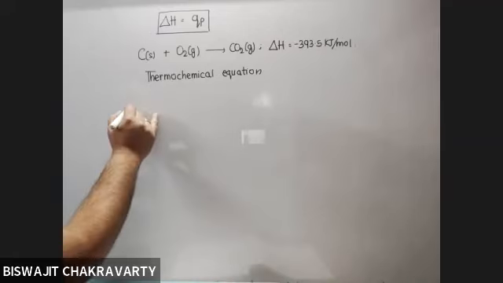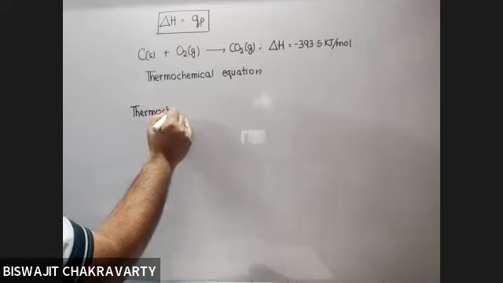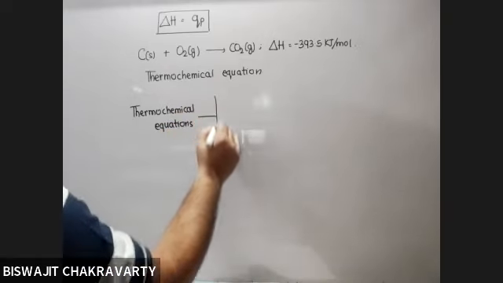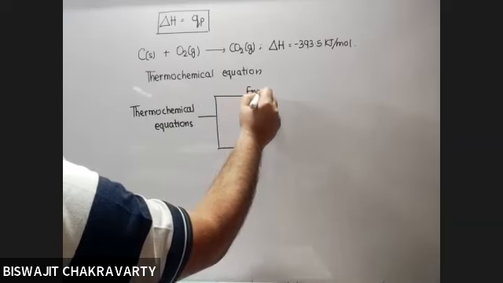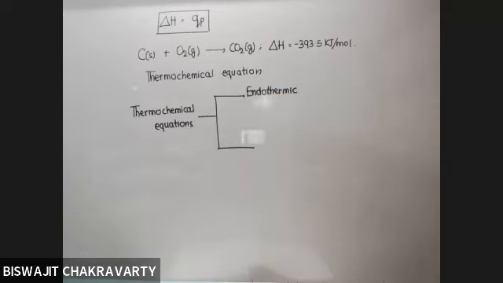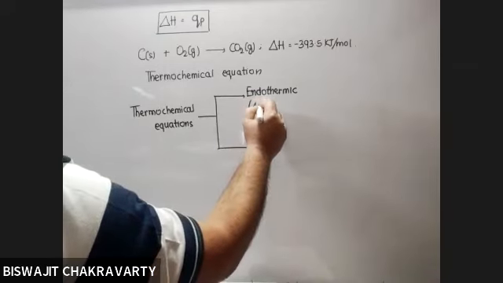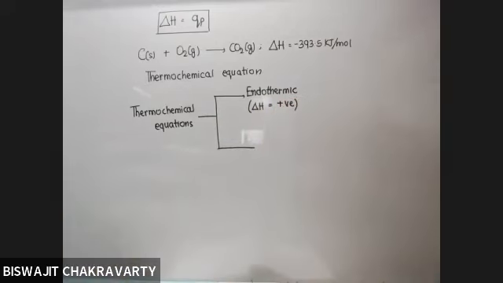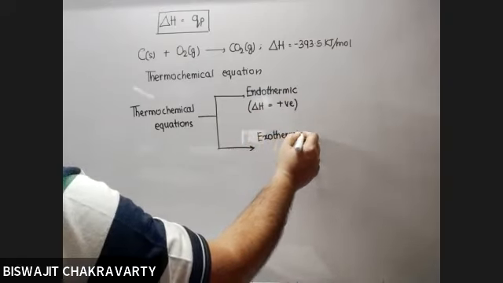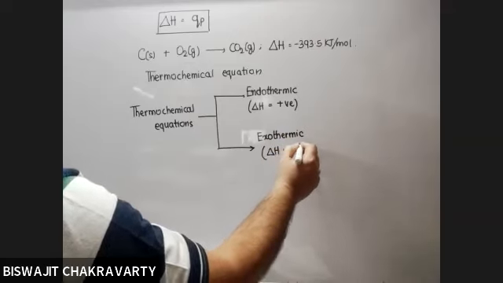There are two types of thermochemical equations, one of which is called an endothermic reaction. How do I define an endothermic reaction? Those reactions which are accompanied by the absorption of heat, absorption of energy, are called endothermic. And for endothermic, we write delta H as positive. And if the second type of reaction, called exothermic reaction, is being carried out, delta H will be negative.